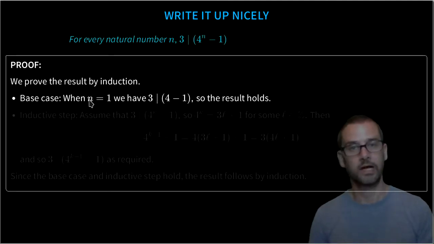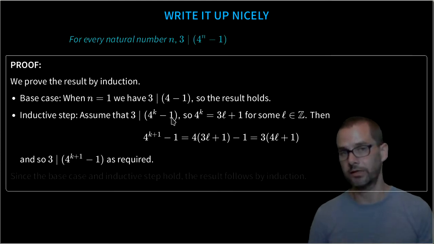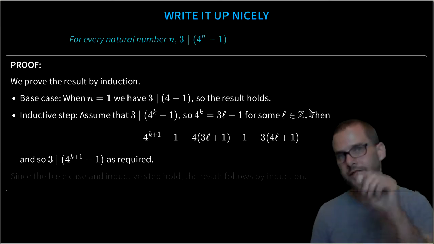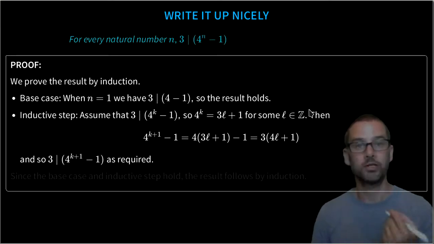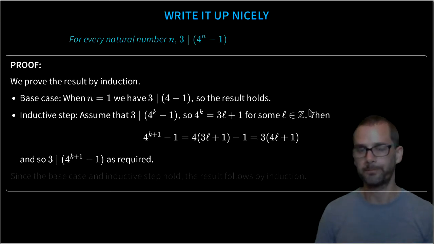Okay? So the base case is true. The inductive step, assume that 3 divides 4 to the k minus 1. So we're assuming P of k is true. So 4 to the k is 3l plus 1 for some l in Z. And again, I've skipped a little step in the middle there, but I'm assuming that the reader will follow along and that I've put in enough information. If in doubt, put in a little bit more. Don't skip that little bit of algebra in between.